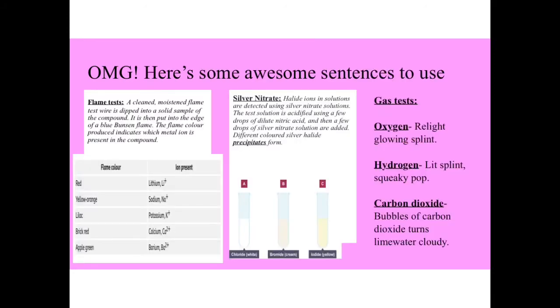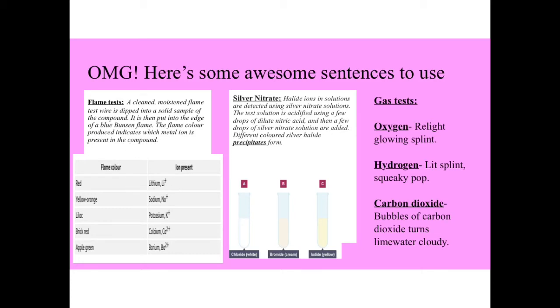The other thing you need to know when using the periodic table is testing for ions. You have to know the flame tests. A little bit of a method for flame tests: a clean, moistened flame wire is dipped into a solid sample of the compound. It is then put on the edge of a blue Bunsen burner flame, not yellow, because it would give you wrong results. The flame colour indicates what metal ion is present in the compound. They're compounds that just have metals in them.